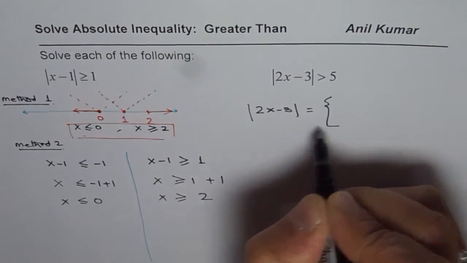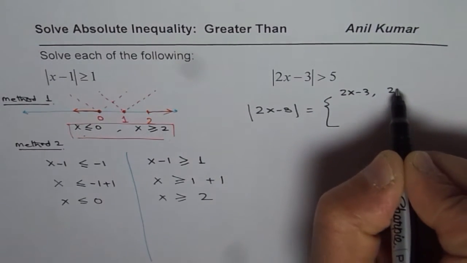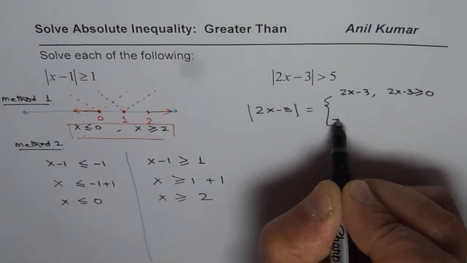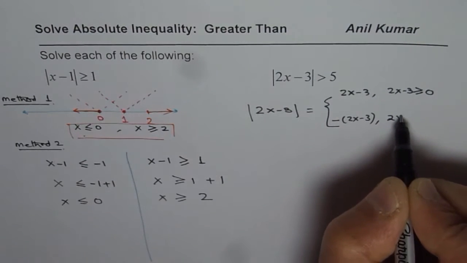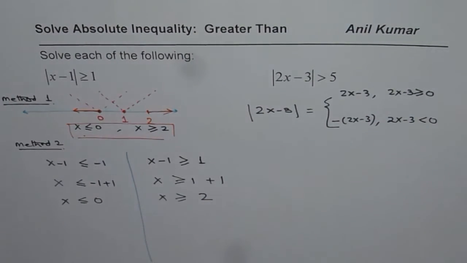Now it really means that it should be 2x minus 3 when 2x minus 3 is greater than or equal to 0, and it is negative of 2x minus 3 when 2x minus 3 is less than 0. That is how you define the absolute function as a piecewise function, correct?